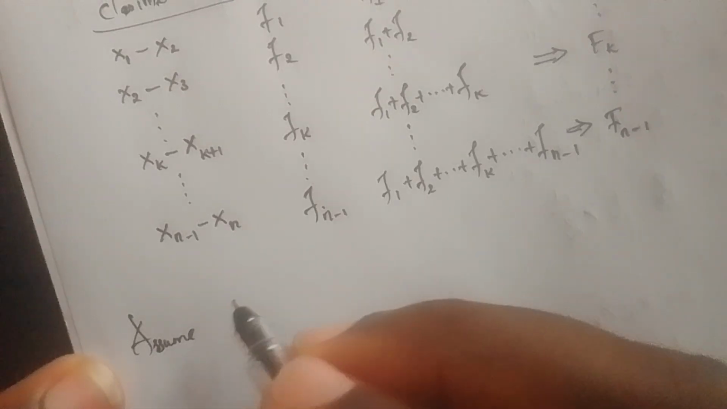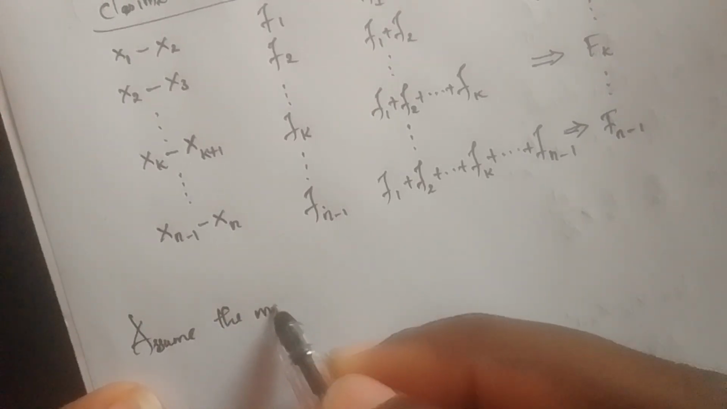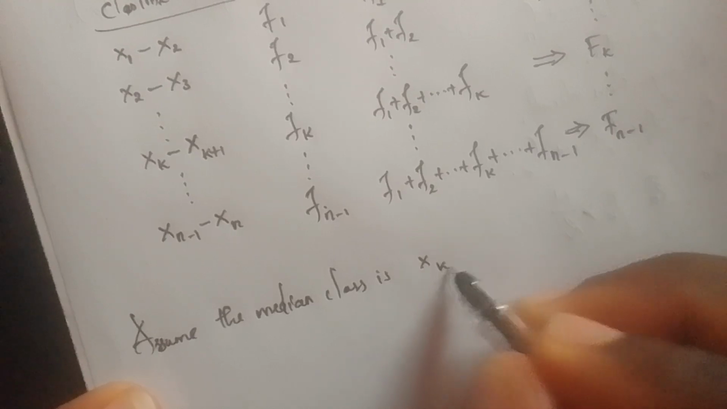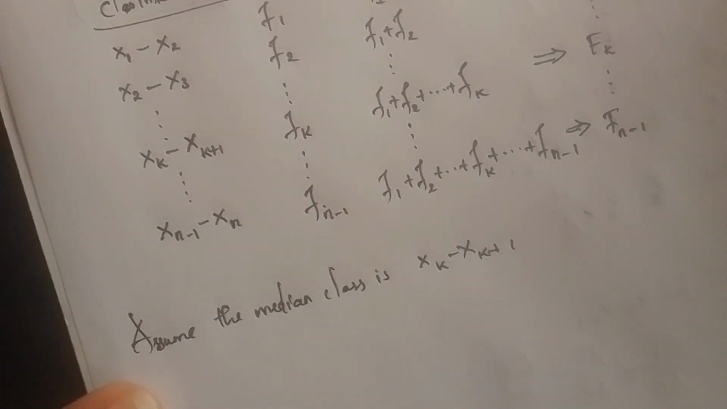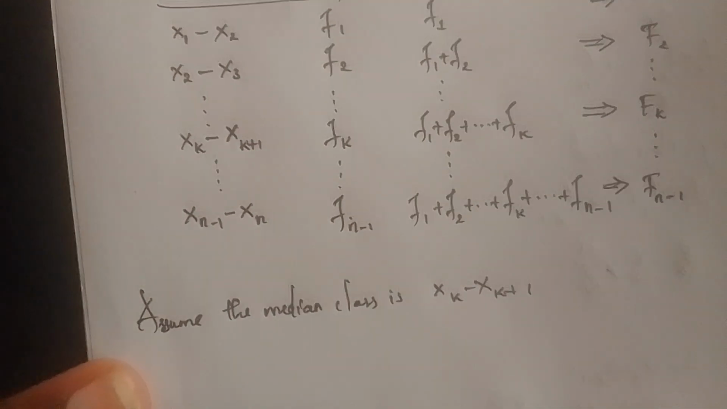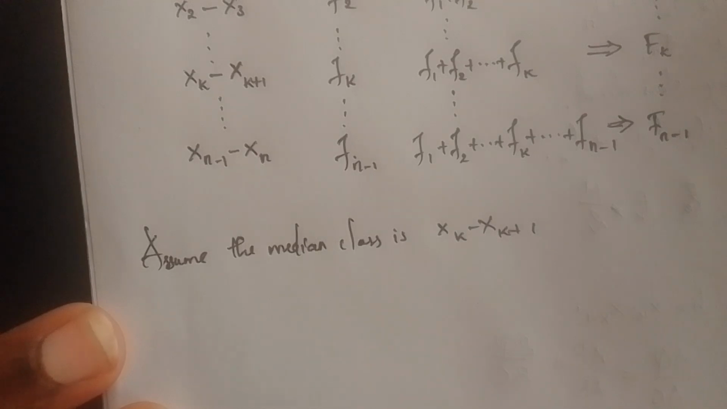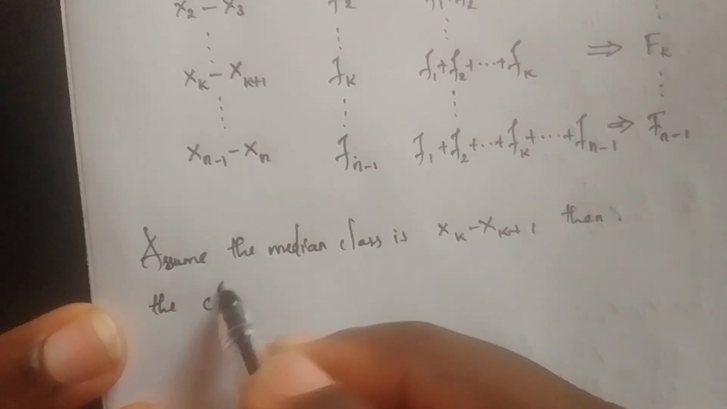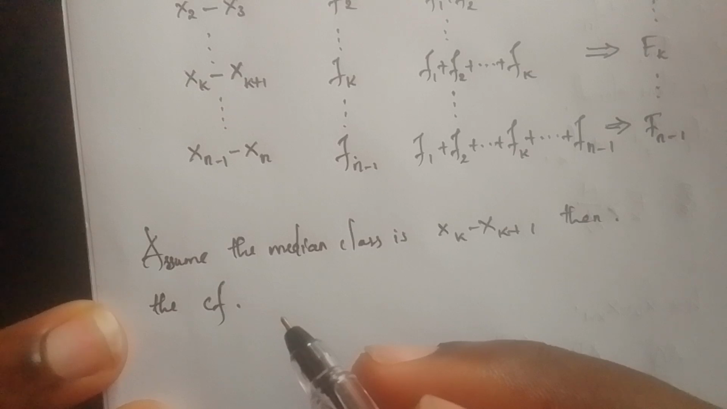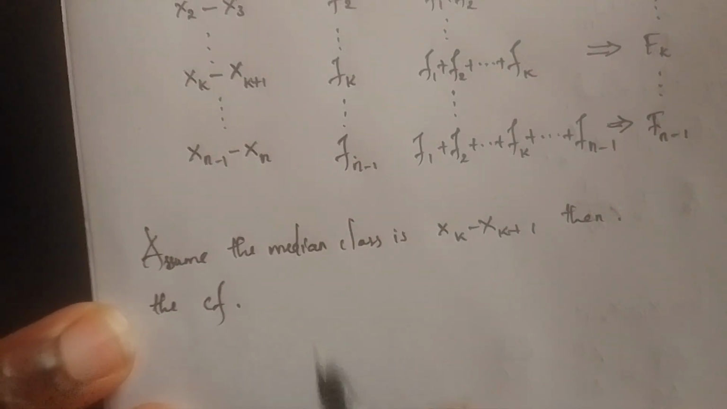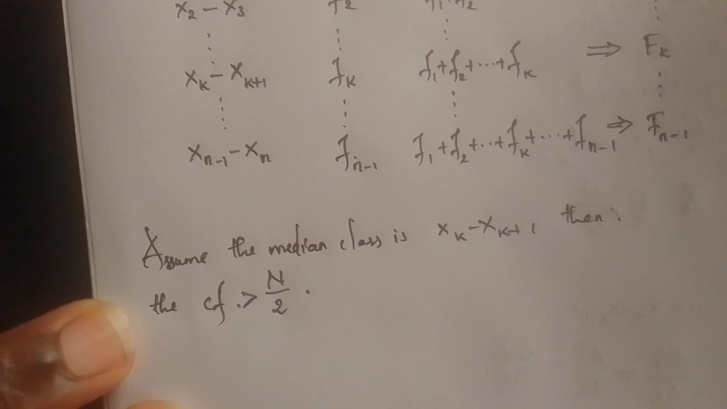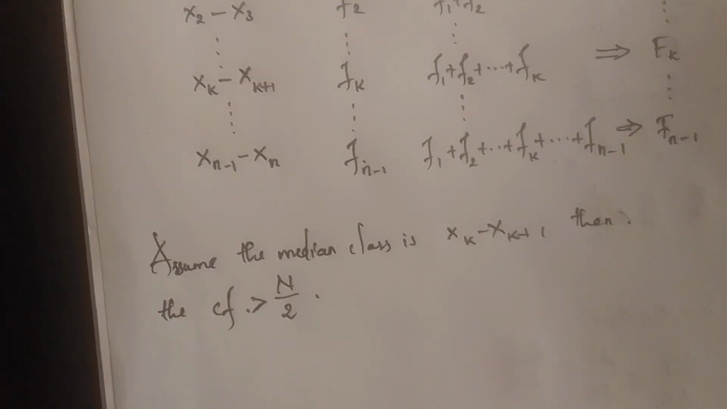So if we assume that the median class is xk to xk plus 1, okay, if we assume that to be the median class, then the cumulative frequency for that median class has to be greater than n over 2 by definition.